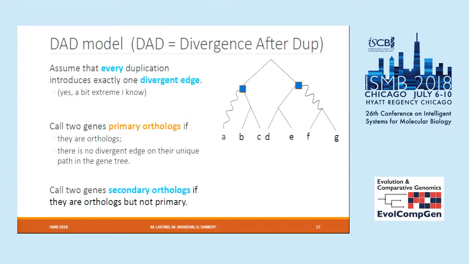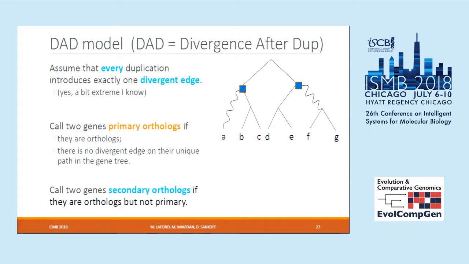So let's talk about our algorithmic framework. We developed this DAD model. DAD stands for Divergence After Duplication. We took it a bit to the extreme, and we just assumed that every duplication introduces this asymmetric rate of evolution. Not everybody agrees with that. I don't, but you can think of it as a thought experiment: what happens if this is always the case, that every duplication has this wiggly edge?